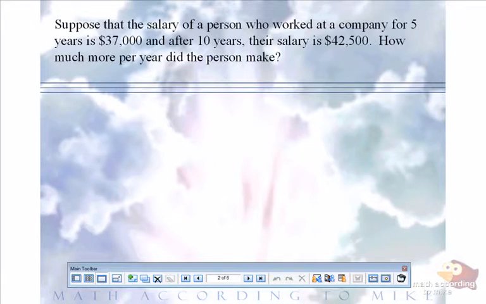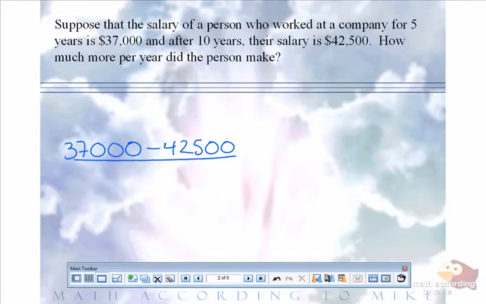So we can say they went from $37,000 to $42,500. They had the $37,000 after 5 years, and they had the $42,500 after 10 years. It does not matter which one you do first or second, as long as you're consistent. The 37,000 goes with the 5, and the 42,500 goes with the 10.